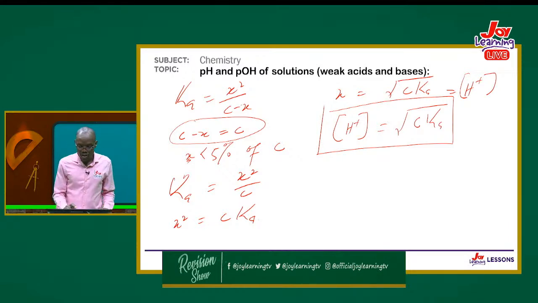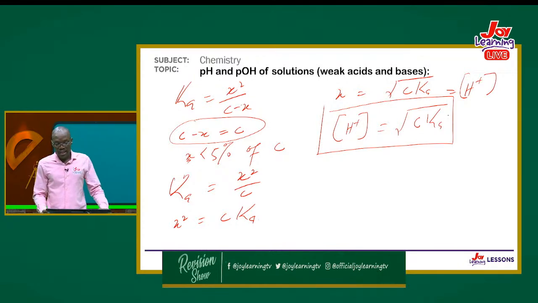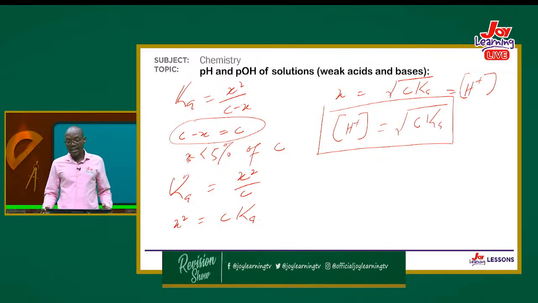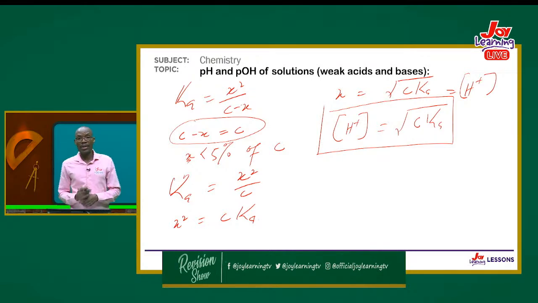Now we have the concentration of the H plus ion equal to the square root of C, the initial concentration of the weak acid, times its acid dissociation constant Ka. And this is a formula. So if I know the concentration and the Ka value, I should be able to calculate the H plus ions. Then I'll go and take negative log to give me pH. And of course, from there, I can calculate other variables like the concentration of OH minus ions and or the pOH of that particular given solution.